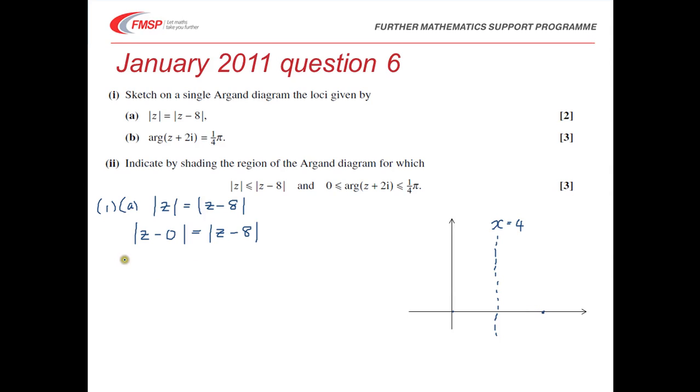In part B, we're told that arg of z plus 2i is equal to pi over 4. And when we're doing this, it's possibly a good idea if we write that as z minus negative 2i equals pi over 4.